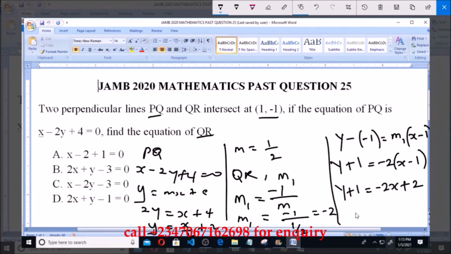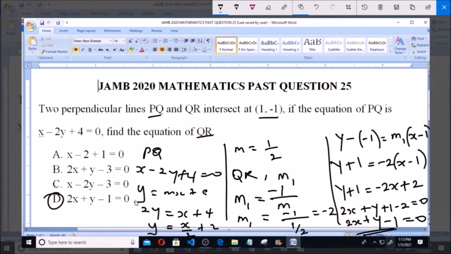Now, bringing all of them to the left hand side, we'll be having 2x plus y plus 1 minus 2 is equal to 0. So 2x plus y plus 1 minus 2 is equal to 2x plus y minus 1 is equal to 0. And this is the answer to the question: 2x plus y minus 1 is equal to 0. And that is option D. So this is the equation of the line QR.